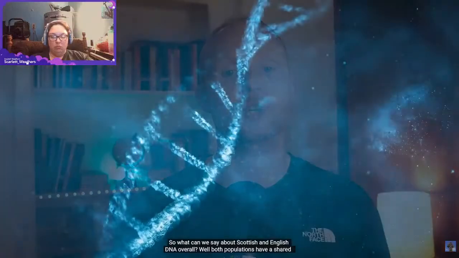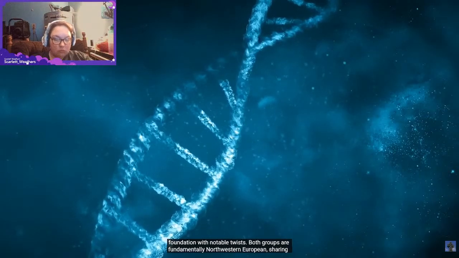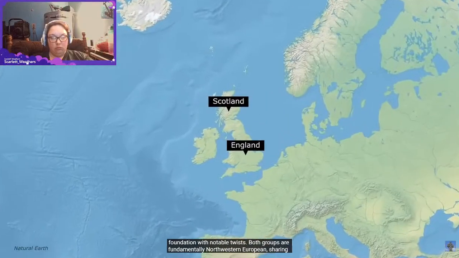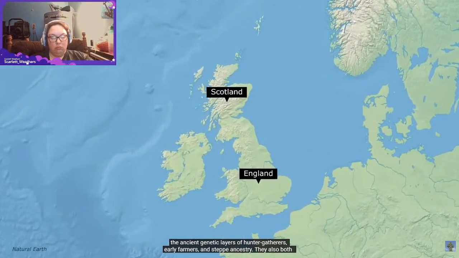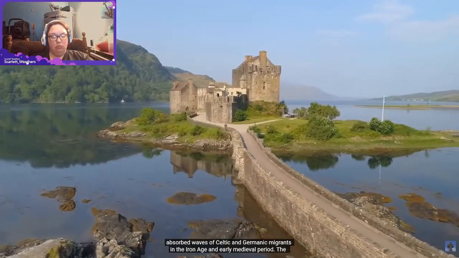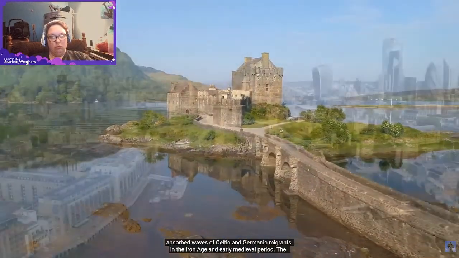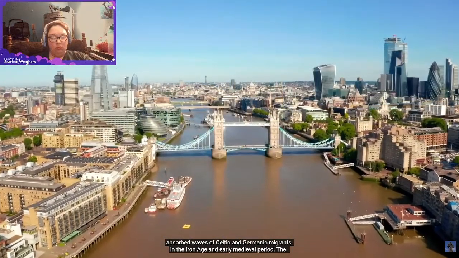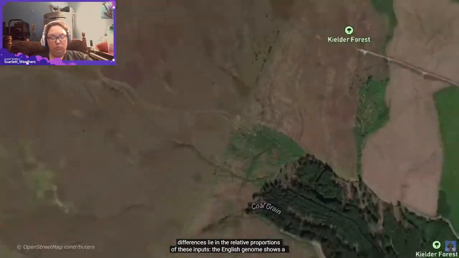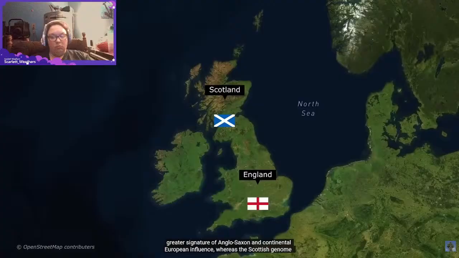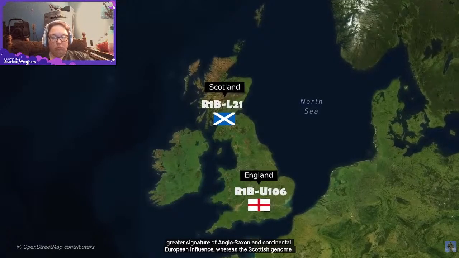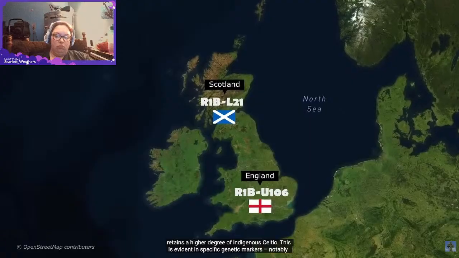Well, both countries have a shared genetic foundation with notable twists. Both groups are fundamentally Northwestern European, sharing the ancient genetic layers of hunter-gatherers, early farmers and steppe ancestry. They also both absorbed waves of Celtic and Germanic migrants in the Iron Age and early medieval periods. The differences lie in the relative proportions of these inputs. The English genome shows a greater signature of Anglo-Saxon and continental European influence, whereas the Scottish genome retains a higher degree of indigenous Celtic ancestry.